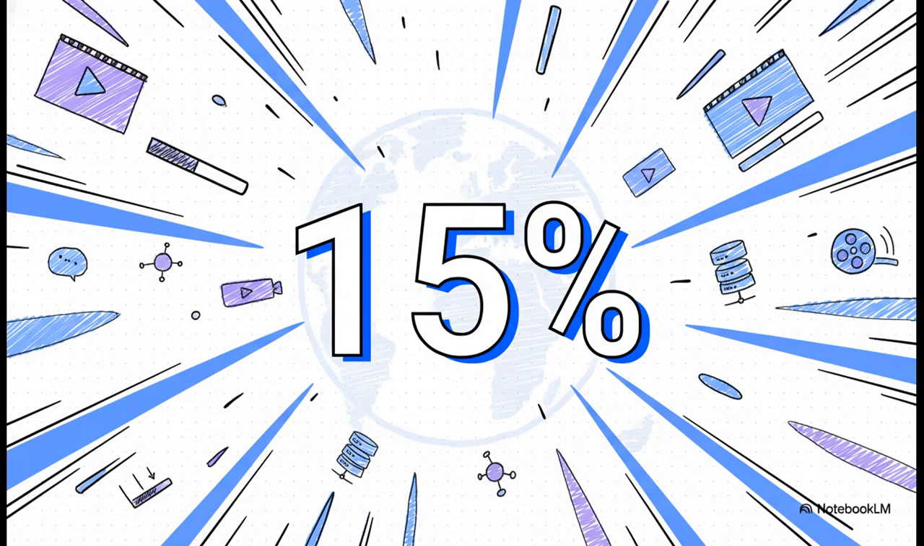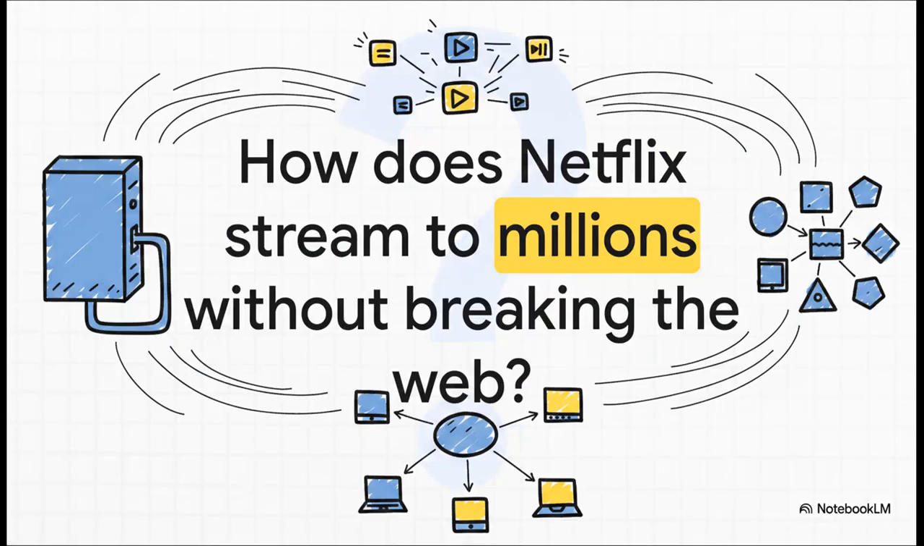Okay, just to set the stage here, get your head around this number. At any given moment, Netflix traffic accounts for about 15% of all downstream internet traffic, globally. That is a literal tidal wave of data flowing to millions of screens every single second. So the big question is, how is that even possible? How can one service possibly handle that much load without just completely collapsing? The secret isn't just about having more servers, it's about a completely different way of thinking about how you build software.